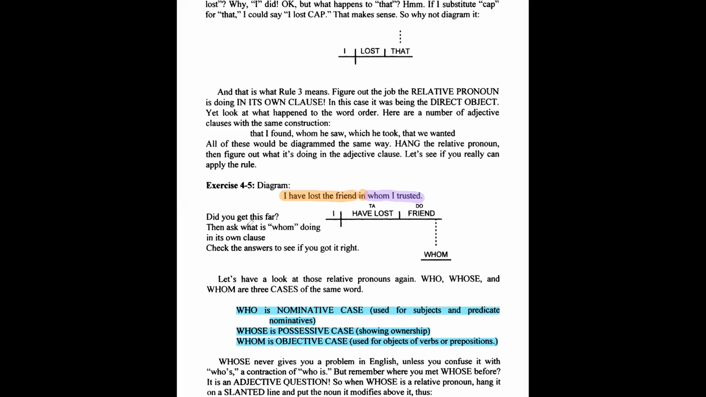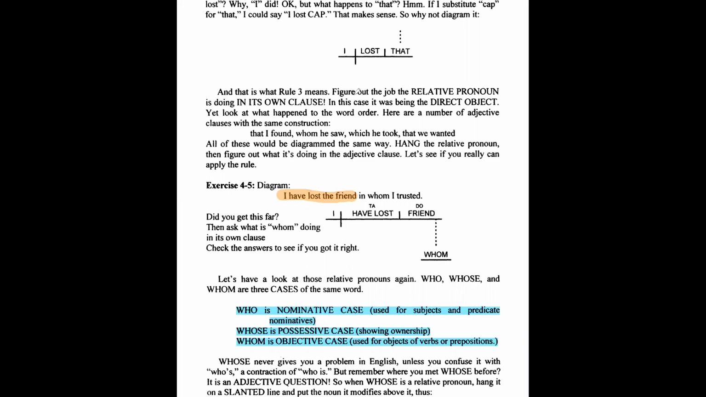Did you get this far? Then ask what is whom doing in its own clause. Check the answers to see if you got it right. So 4-5 is a little tricky. I've lost the friend in whom I trusted. So where's the main clause? First thing, find the main clause, okay? I have lost the friend. You might want to include in that main clause, but no, it doesn't belong there. We'll see in just a second. So I have lost the friend.